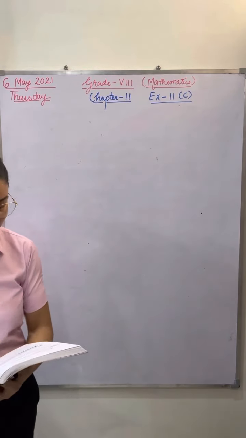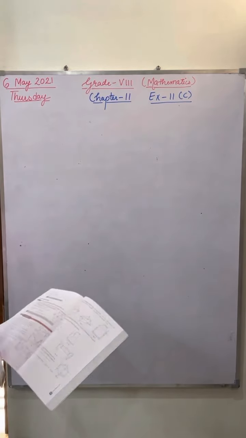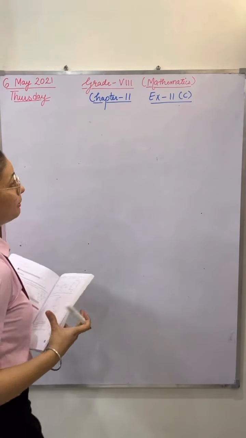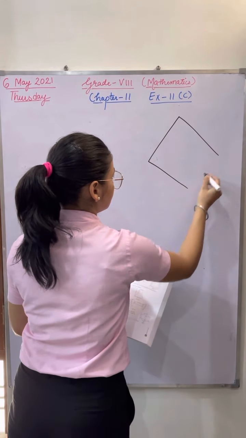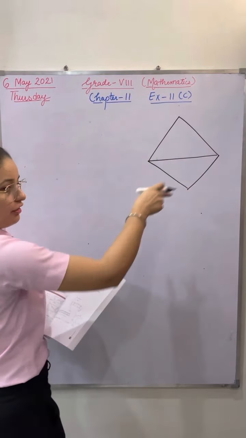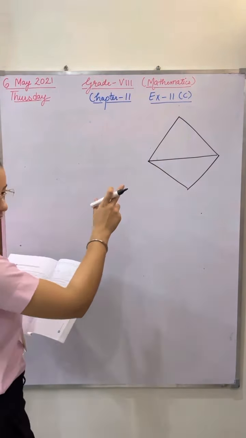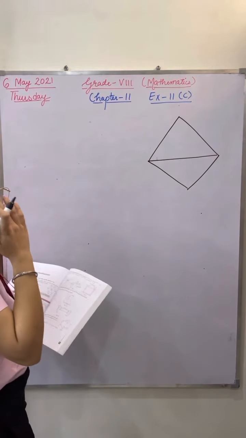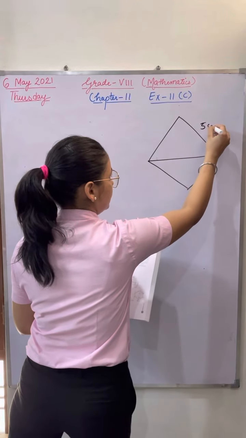In this question, let me read out the question. The question is, the sides of a rhombus are 5 centimeter each. A rhombus is given. This is a rhombus. They are saying all sides are equal. My shape is not perfect, you have to make a proper rhombus. They are saying the side of a rhombus is 5 centimeter.